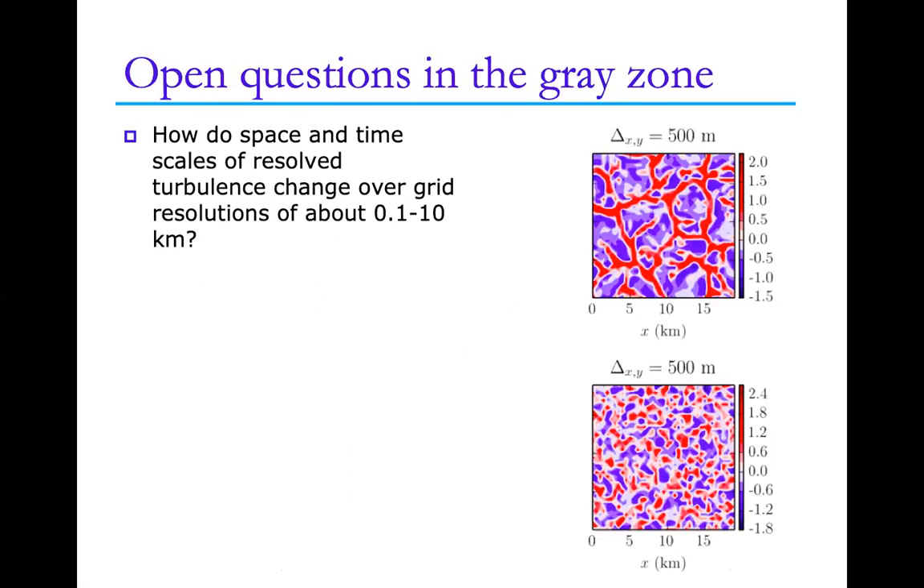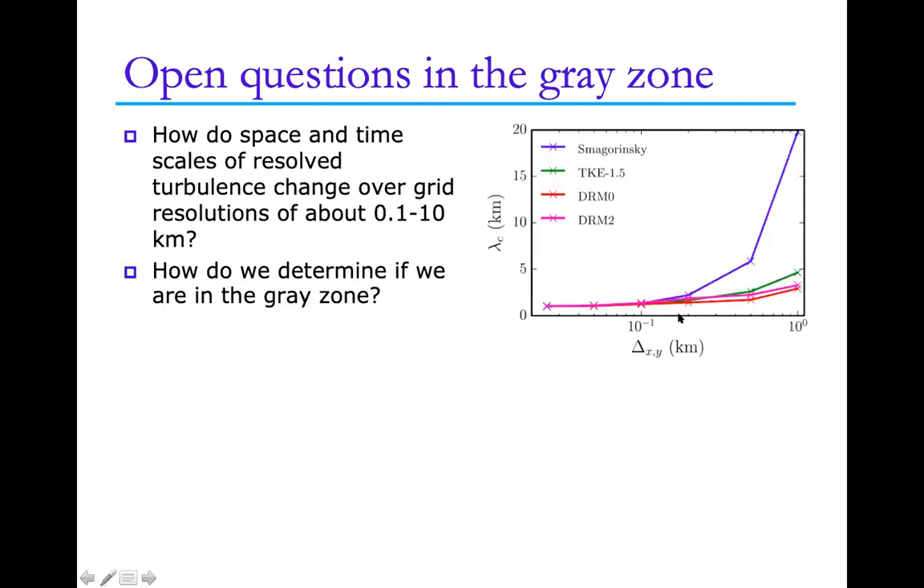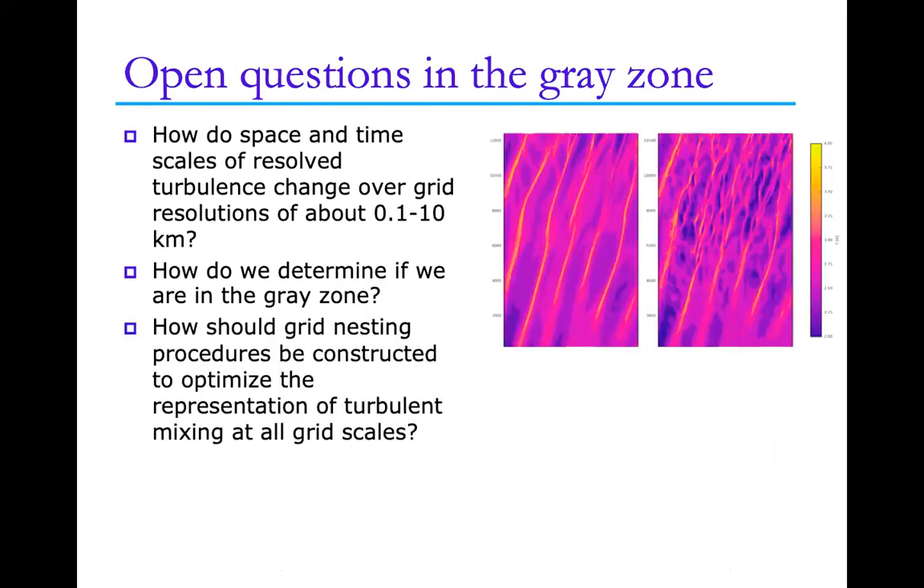We've addressed some of the questions that I posed in the beginning about how do the turbulence structures evolve in space and time at these intermediate resolutions? So at 500-meter resolution, and how does the closure model affect that? How do we even know if we're in the gray zone? Well, this critical length scale can be used as one metric to look at the structure of the resolved cells that are produced by the model.